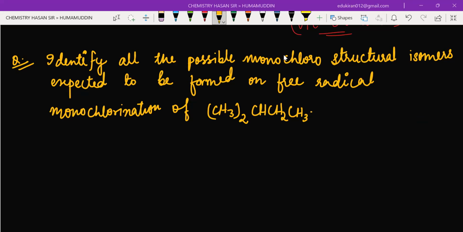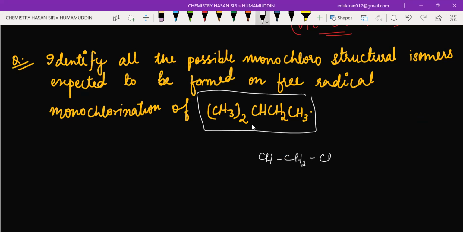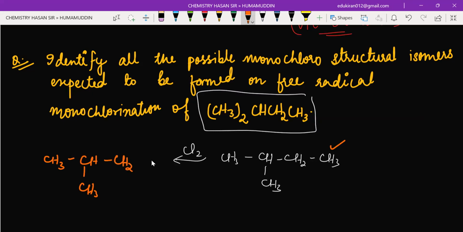Let me explain. First, what you need to do, first open this structure and then write CH as it is, then CH, then CH3. And this will be CH3 and CH3. Now, if you are going to react this with Cl2, monochloro product, that means single chlorine. So I'm going to replace the first one. The rest will be as it is. So it will be CH3, then comes your CH2, then comes your CH2Cl, the first product.